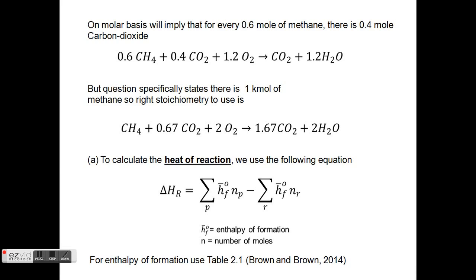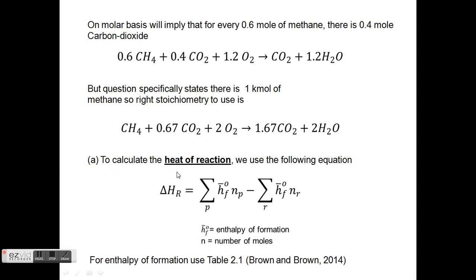Anyway, this question tells us specifically that we have 1 kilomole of methane, so we'll use this 1 kilomole in our stoichiometry, and if we use that, we'll be getting 60% methane and 40% of that biogas, so 1 kilomole of methane will be 0.67 moles of carbon dioxide.